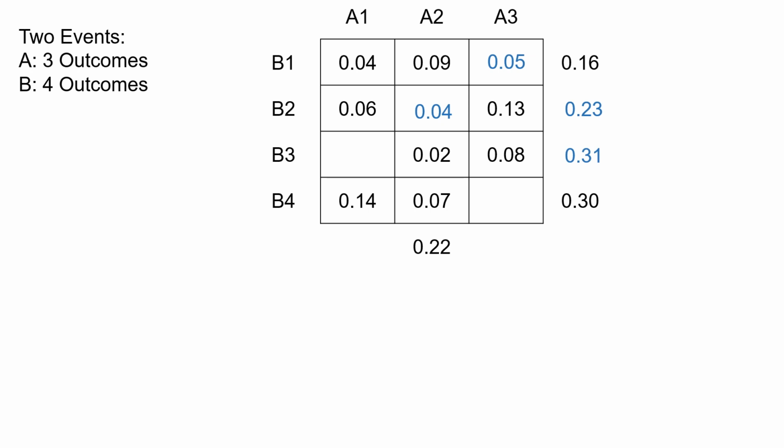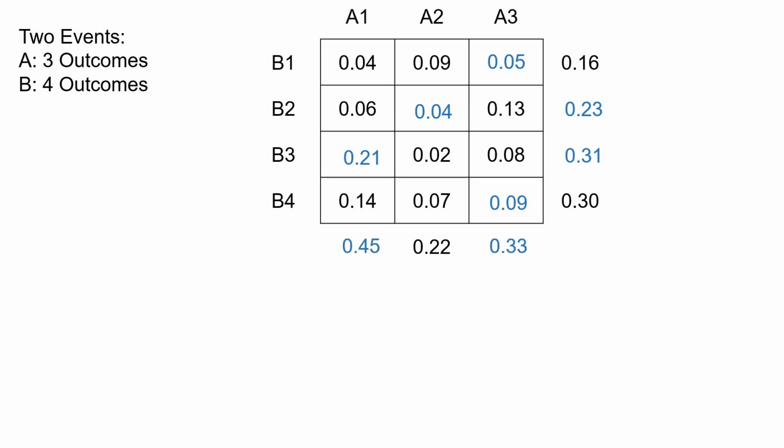Because we know that the events are collectively exhaustive, which means the total probability of the four outcomes of B is going to be 1, we now know that the probability of B3 is going to be 0.31. As the total probability of B3 is 0.31, we know that the probability of A1 and B3, the joint probability there, should be 0.21. Joint probability of B4 and A3 should be 0.09.